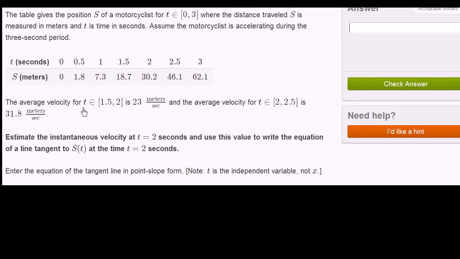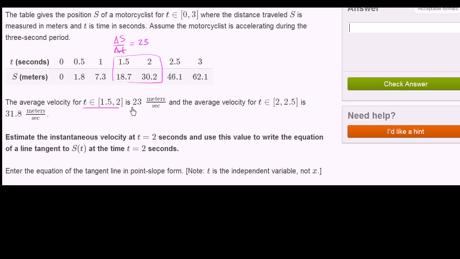The average velocity for t between 1.5 and 2 is 23 meters per second. So what they did over here is they figured out delta S over delta t in this interval, and they figured out that it was 23 meters per second. And you can verify that. Your change in S looks like it's 11.5. Your change in time is 0.5. 11.5 divided by 0.5 is 23.